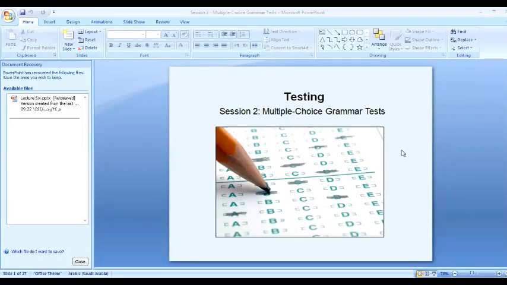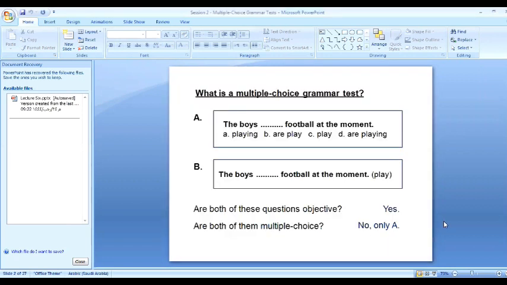Okay, so today we speak about the second session, which is the multiple choice grammar test. The multiple choice grammar test is one of the items used in testing our students' grammar. So what is a multiple choice grammar test?